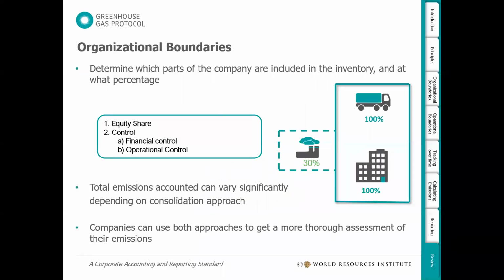On to organizational boundaries. There are three main accounting steps in designing an inventory: setting organizational boundaries, setting operational boundaries, and setting base years. What I'll do is spend a few slides on these steps to recap some of the most important points in implementing them.